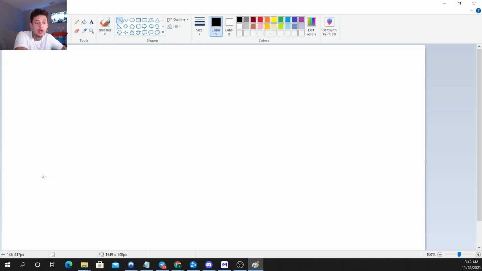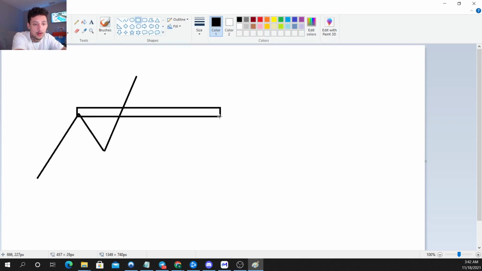So I'm going to draw out some market structure, right? And we're going to color code all of this. So let's just say this is a level of supply and demand that we're looking to take a trade from, and let's say price is currently trading here now, right?